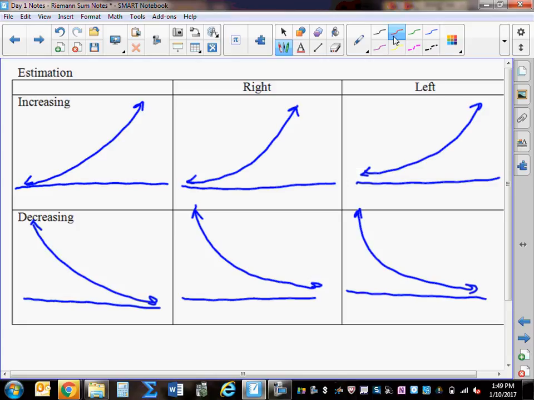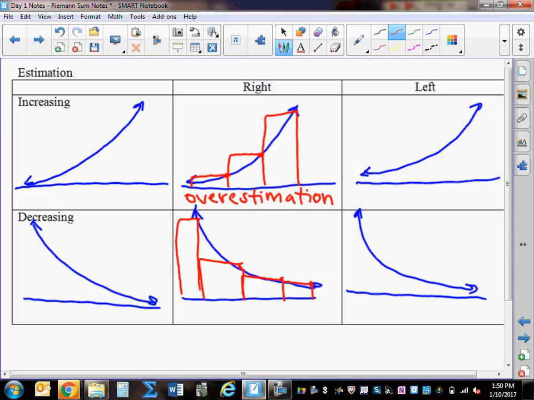Alright, so for my increasing function, if I start with my rectangles to the right, where that right corner is on the curve, we see this is an overestimation as we don't look above. But if I look at my decreasing curve and do rectangles starting on the right here, notice that all my rectangles are underneath the curve, and thus we have an underestimation.